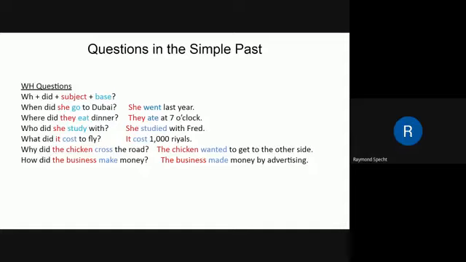Who did she study with? She studied with Fred. What did it cost to fly? It cost 1,000 reals. Why did the chicken cross the road? The chicken wanted to get to the other side. How did the business make money? The business made money by advertising.